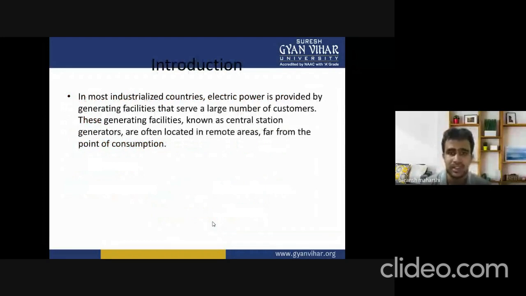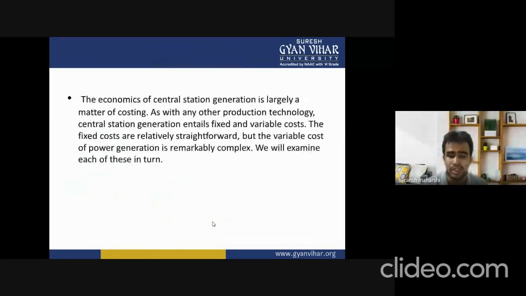In most industrialized countries, electric power is provided by generating facilities that serve a large number of customers. These generating facilities, known as central station generators, are often located in remote areas far from the point of consumption. The economics of central station generation is largely a matter of costing.